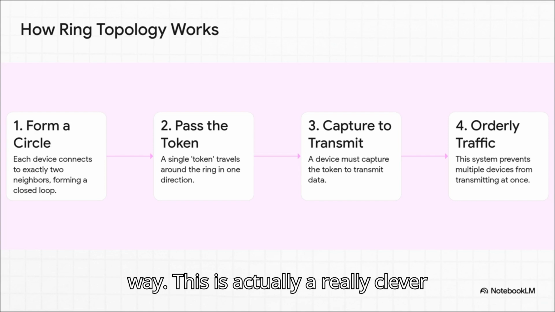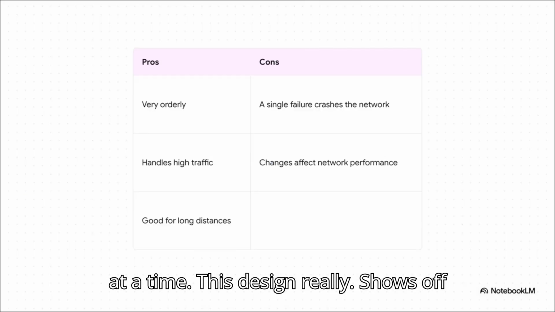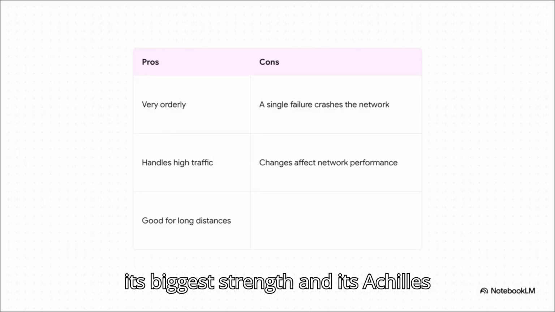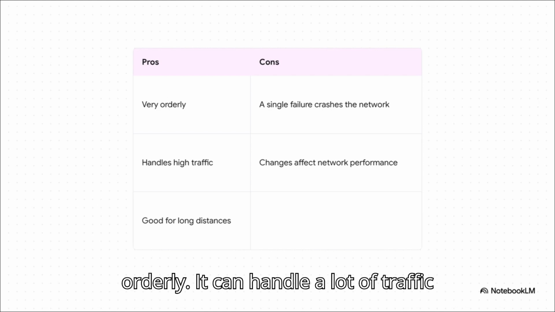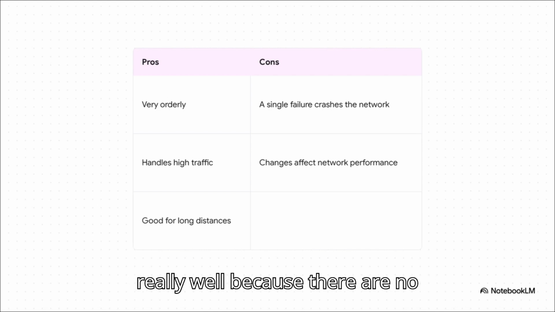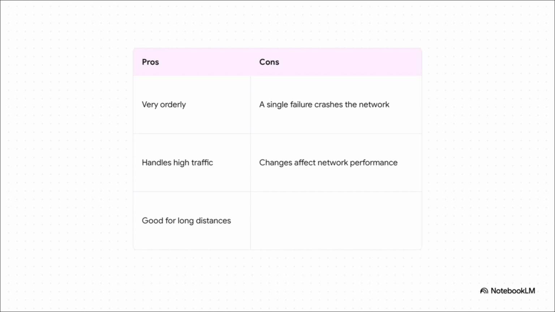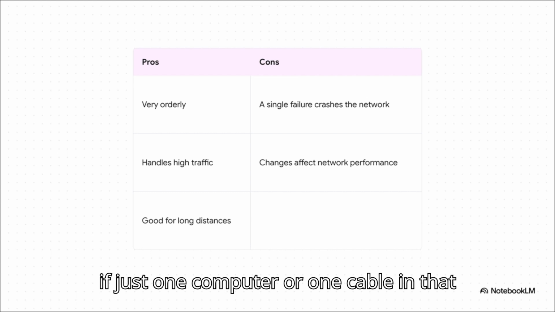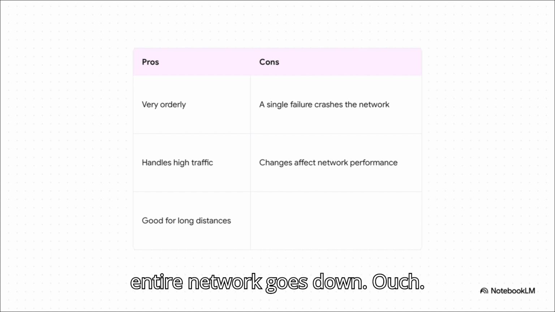This is actually a really clever system because it prevents data collisions since only one device can talk at a time. This design really shows off its biggest strength and its Achilles heel. On the one hand, it's incredibly orderly. It can handle a lot of traffic really well because there are no collisions. But, and this is a huge but, if just one computer or one cable in that ring fails, the whole loop is broken. The entire network goes down.